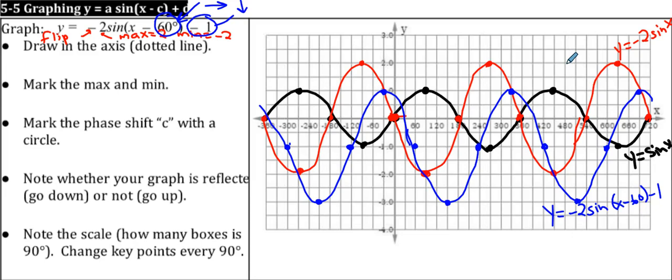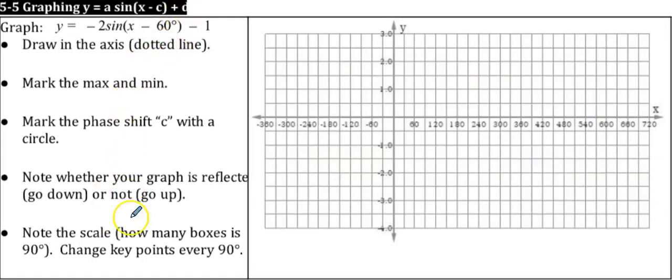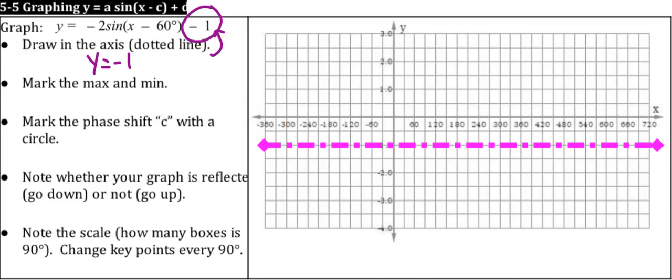What I'm going to do is show you the method that's a little bit faster, but a little bit more abstract, and then you should decide which method you like better. So the second method is what these steps are right here. The first step would be to draw in the axis, which is a dotted line, and this value right here is where the axis is. Because it's had a vertical displacement of 1 down, your axis is y equals -1. So draw the axis using a dotted line at y equals -1 and label it.